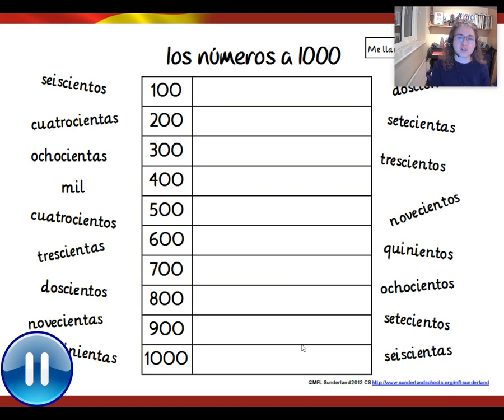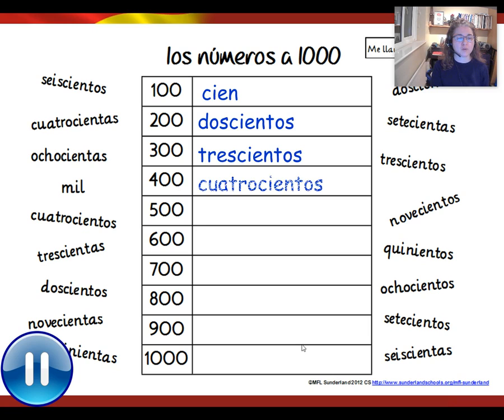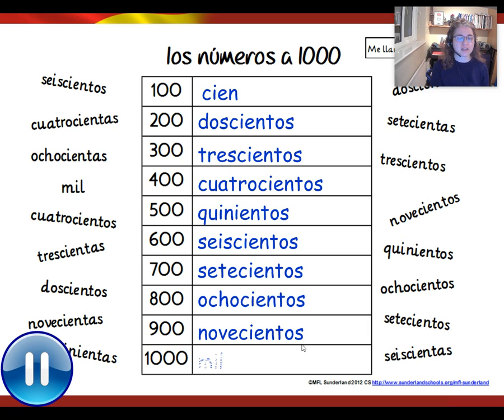So you're going to need to use those hundreds words and thousand words in the next activity that we're going to do. So you need to make sure you've got a list of those written down. So here are all of our hundreds words going down to 1,000. What I would like you to do next is to pause the video and make a list of those on your piece of paper, please. The numbers and the Spanish words too. Press play again when you're ready to restart.